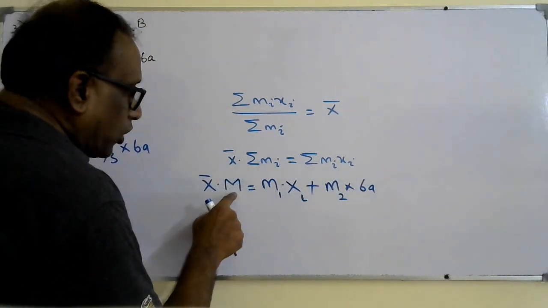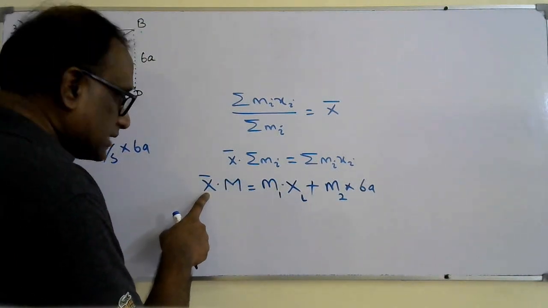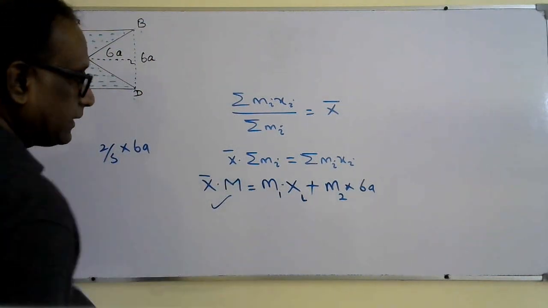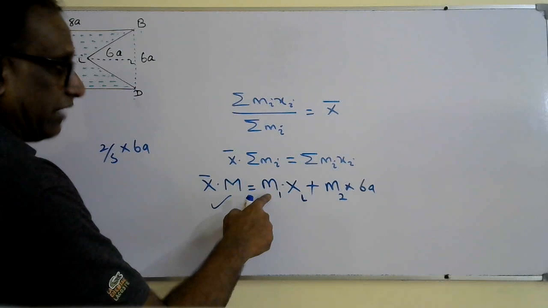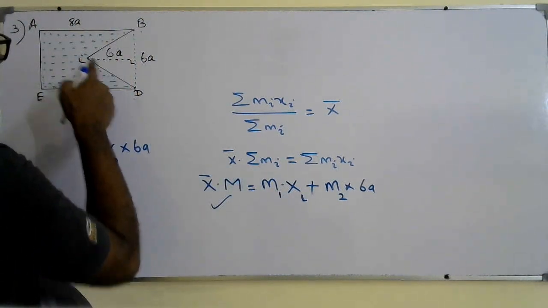So we know the mass of the rectangle. We know the distance of the center of mass of the rectangle ABDE from AE, so we know this portion. We know M1, we can find M1. M1 is the mass of the lamina ABCDE.